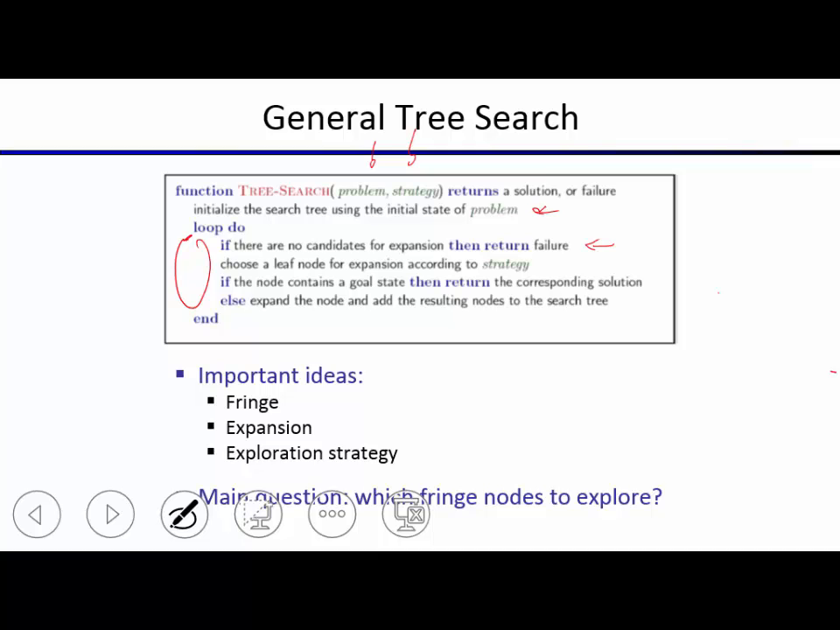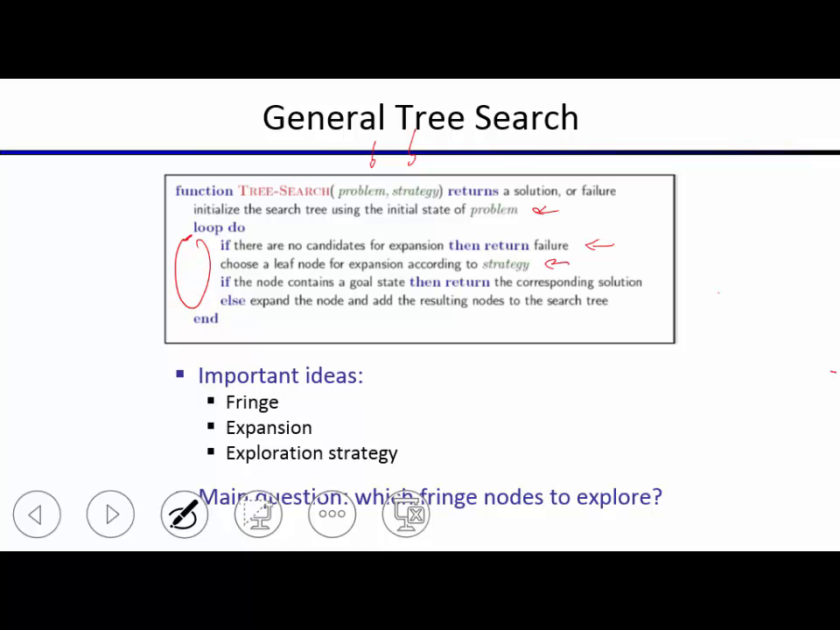If somehow the fringe is empty, we have no way anymore to expand the tree. We're done. We return failure. Now, when we start, of course, there's one node in there. This will not happen. It will not be empty. Then we choose one node from the fringe. Initially, there's only one choice, but in the future, there will be more choices.